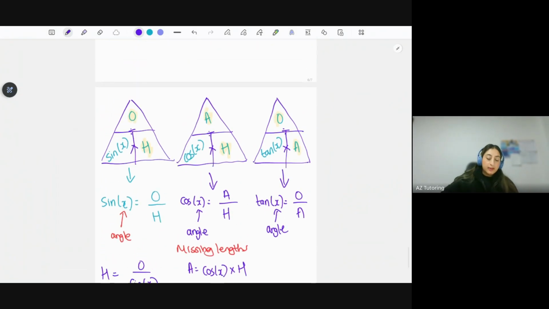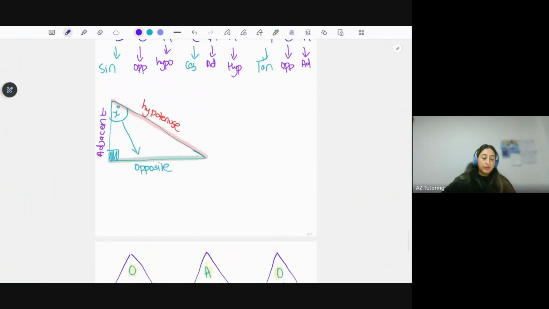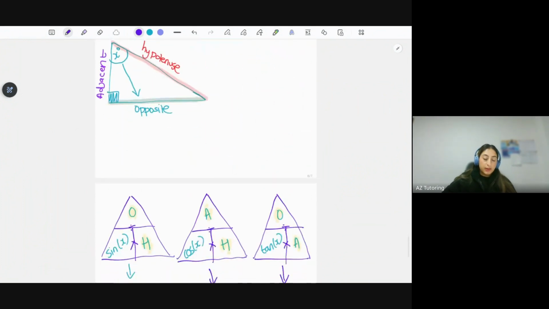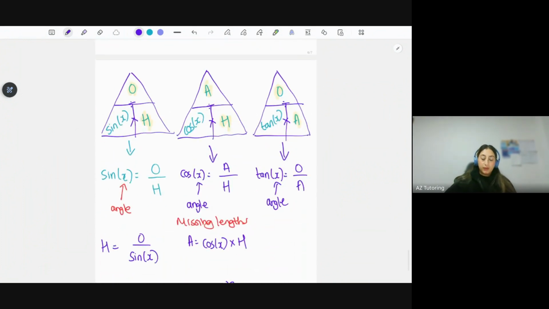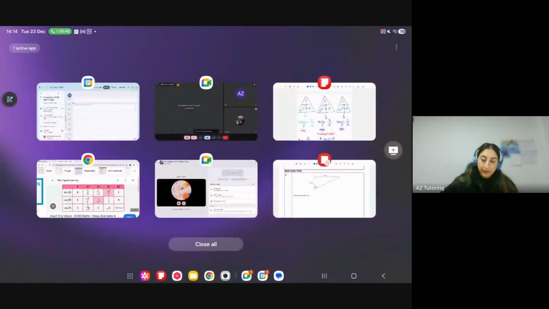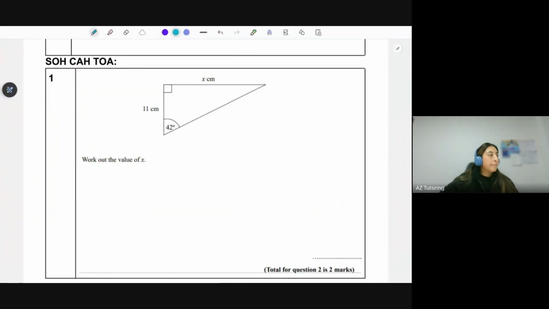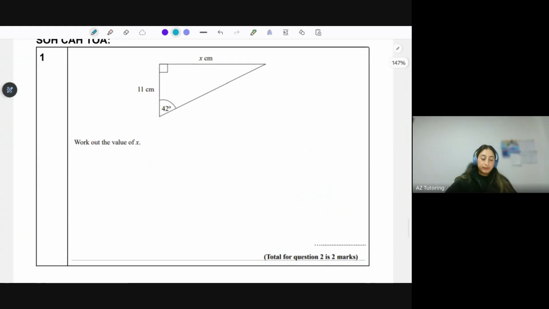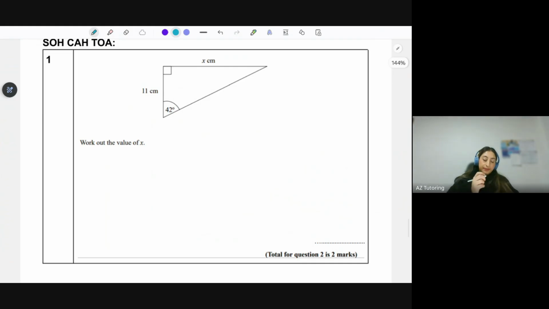I know it's a lot of information to know about SOHCAHTOA, but the questions will make more sense. I'll move on to the questions. Let's go through how you're supposed to answer them. We're given a triangle. First of all, it's a right angle triangle, so I'm going to be using either SOHCAHTOA or Pythagoras.